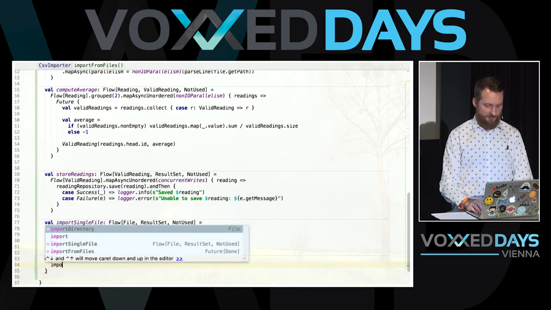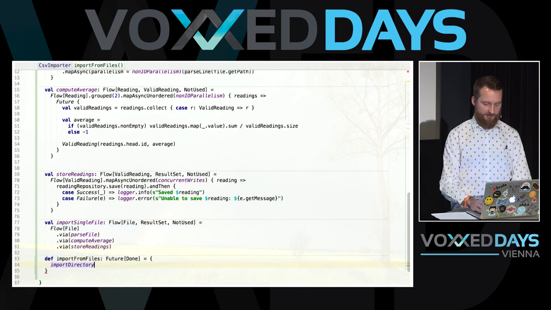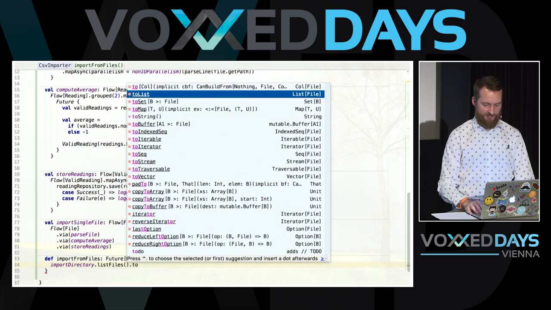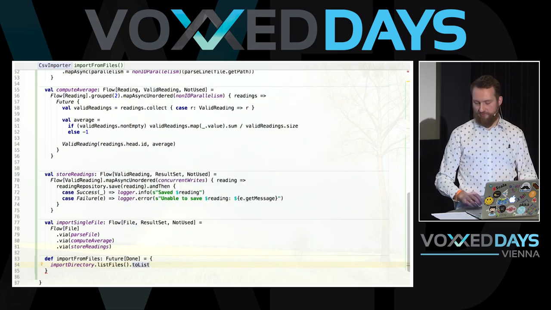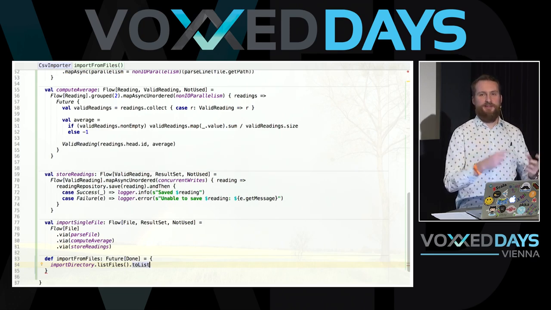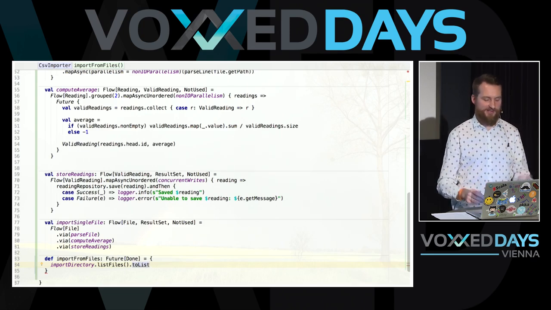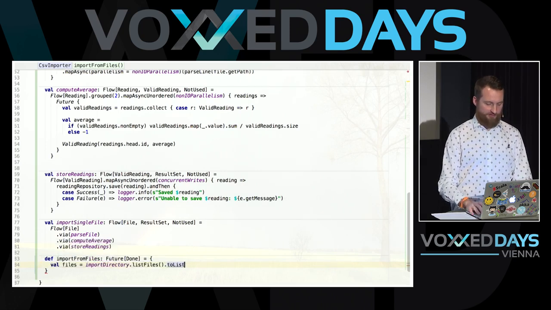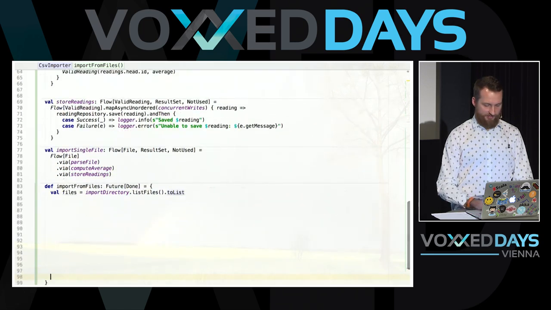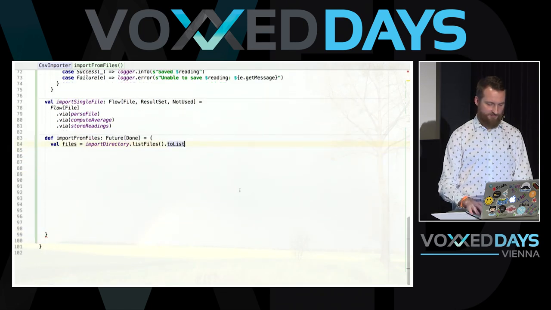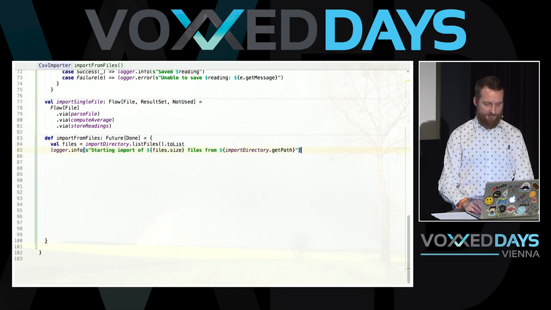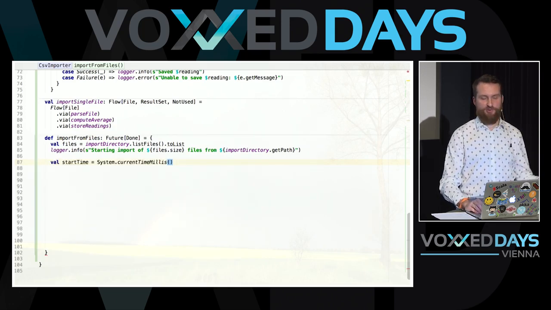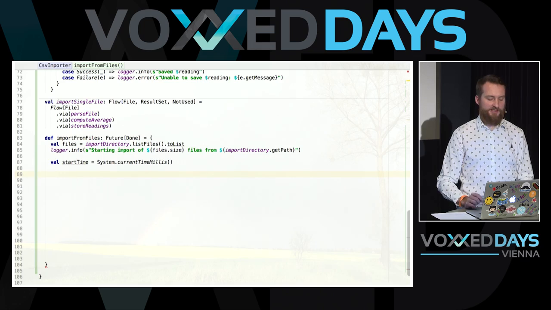So we have our configuration parameter for the import directory. We just say list files, and convert it to a list from an array, because we'll be creating a source from this sequence of files, an Akka Streams Source, and it has a constructor that takes a list, not an array. So that's just for this. We'll store it in a variable. Let's make some more space here. Now we want to do some logging. We may want to measure the time it took to import, so let's have the start time here.